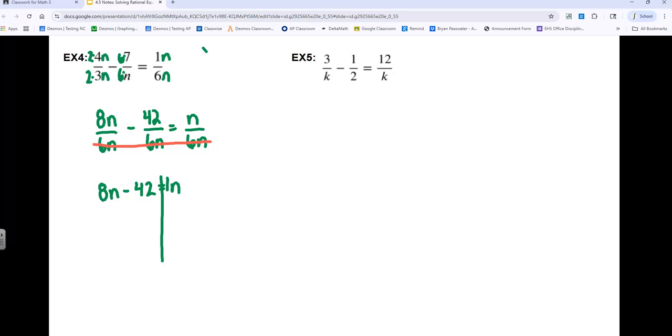Okay, I can, if I want, but there's nothing to add it to over there. I'd rather get the 8 n's together. Normally I'd subtract that 1 n, but if I do, I've got nothing left over here, right? So even though it's going to give us a negative, I'm going to subtract this 8n. So I got negative 42 equals negative 7n.